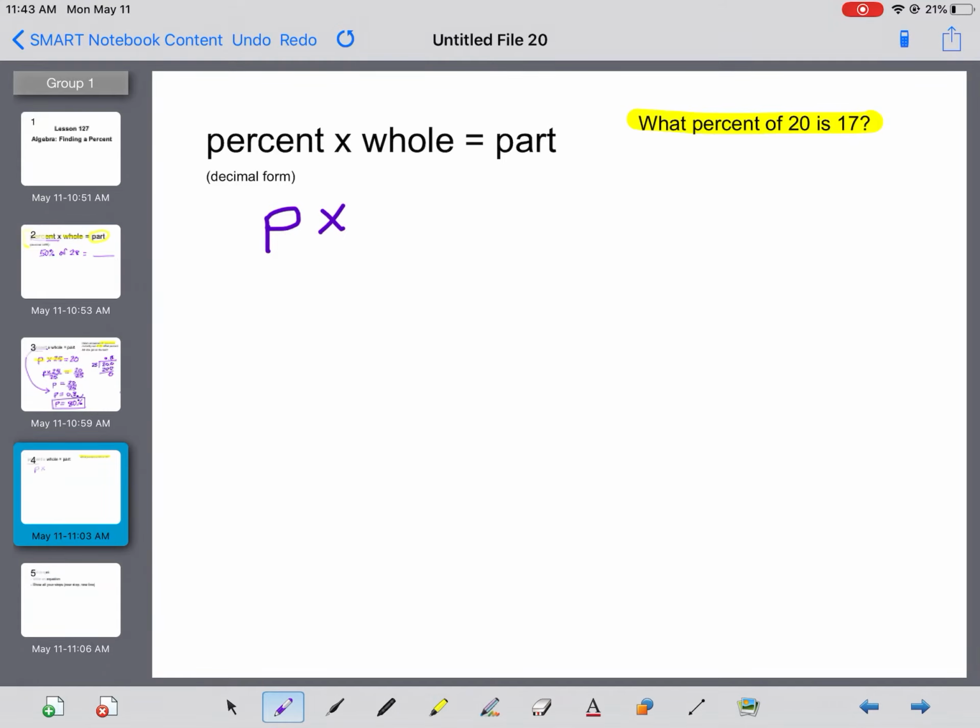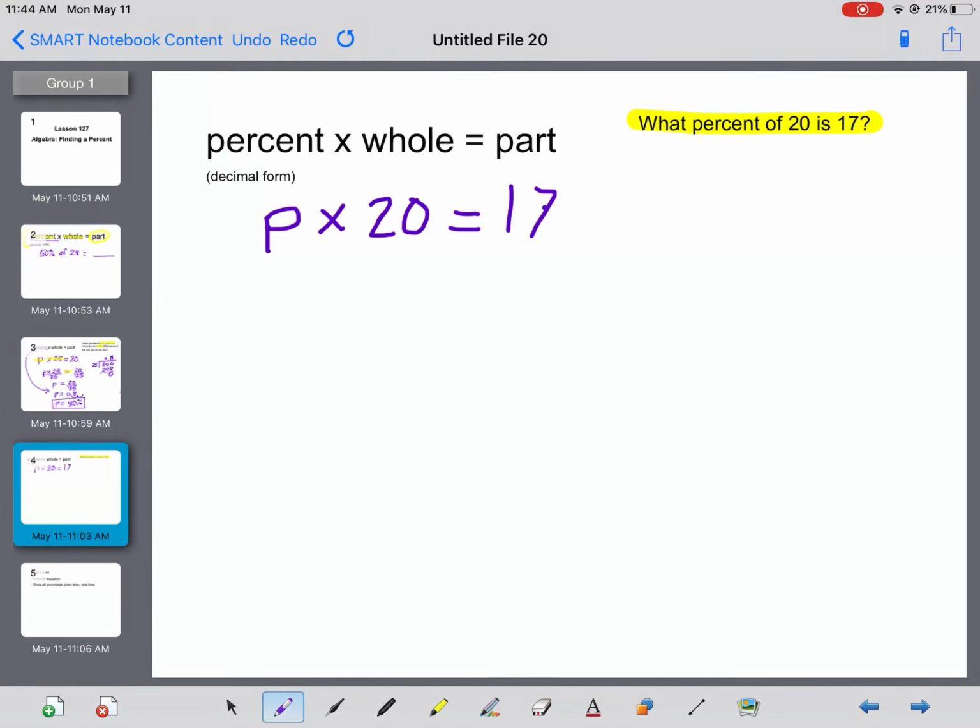Now, the question says, what percent of 20 is 17? You just have to think logically which of those numbers would be the whole amount, and think of it like a test. Would it make sense for you to get 20 out of 17, or would it make more sense for you to get 17 out of 20? I suppose you could get 20 out of 17 if there were bonus points. So just imagine no bonus points. Think of it that way. So the whole number, the total test, is out of 20, and you got 17 out of 20.